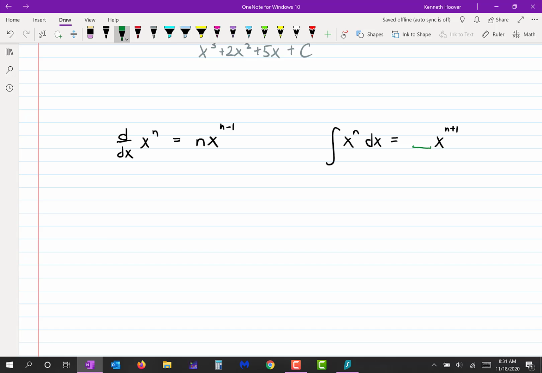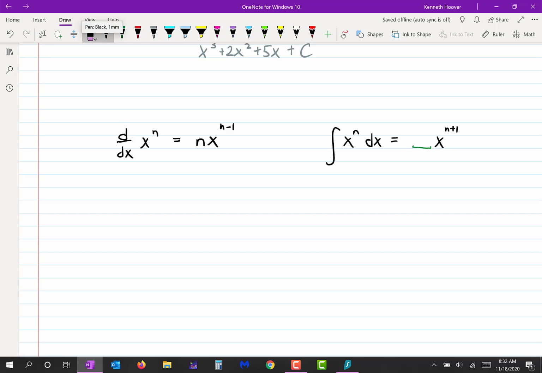When you do the derivative, you multiply by the exponent. Right? You agree with that? You see, look over here on the left. When we did the derivative, we multiplied times n, which was the exponent. Okay? So therefore, when you do the integral, you should divide by the exponent.